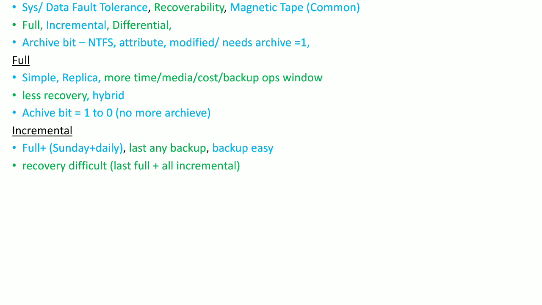But the recovery operation is very difficult because in case of a fault you have to recover your system from multiple incremental backups and also the full backup. For example, if a fault occurs on Friday, then you have to recover the system from the last Sunday's full backup and then the multiple incremental backups of each day until this Friday incident.